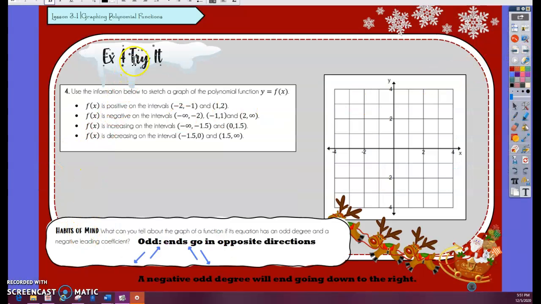You should try it on your own. Maybe try to make your own sketch. Remember, erasing is totally going to happen. Odd will tell you that the ends are going to go in the opposite directions. Remember, odd and opposite. The ends will go in the opposite directions. But the negative odd degree will end going down to the right. And by negative, we mean the negative coefficient, so the number out front before the highest odd degree.